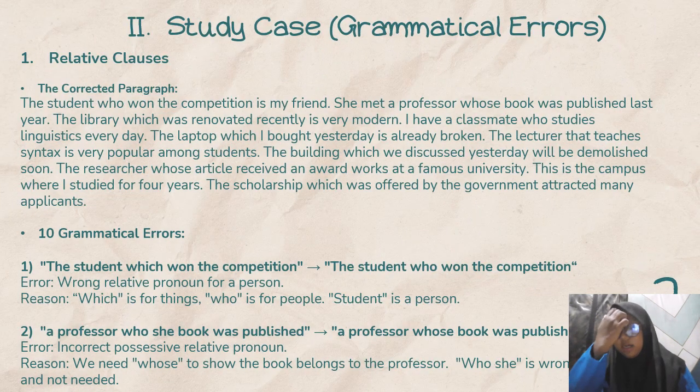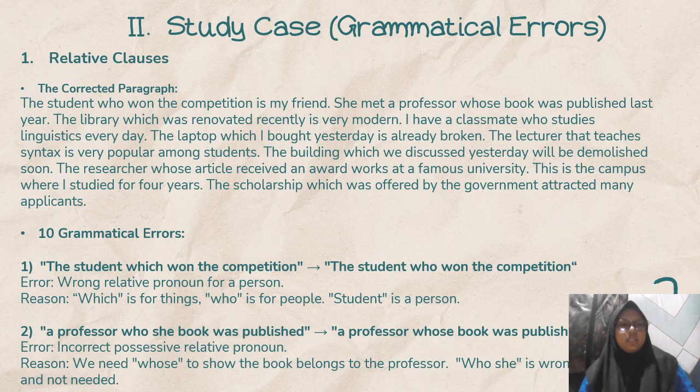So this is the corrected paragraph. The student who won the competition is my friend. She met a professor whose book was published last year. The library, which was renovated recently, is very modern. I have a classmate who studies linguistics every day. The laptop which I bought yesterday is already broken. The lecturer that teaches syntax is very popular among students. The building which we discussed yesterday will be demolished soon. The researcher whose article received an award works at a famous university. This is the campus where I studied for 4 years. The scholarship, which was offered by the government, attracted many applicants.